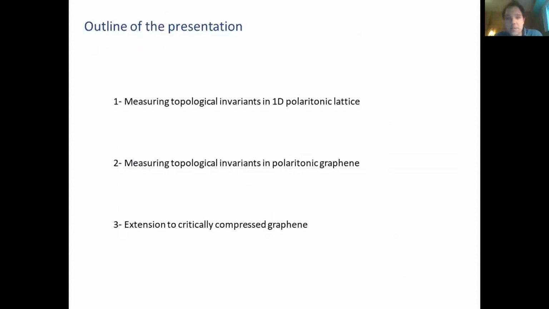And so the outline is really short. I will first show how we can measure topological invariants in a simple 1D lattice. This is just to benchmark the technique that we will be using. Then I will turn to the real stuff where we measure topological invariants in a polaritonic graphene sample. And then I will show how we can extend these measurements to a critically compressed graphene sample, where the compression is such that the Dirac cones have merged, so we have a topological phase transition.